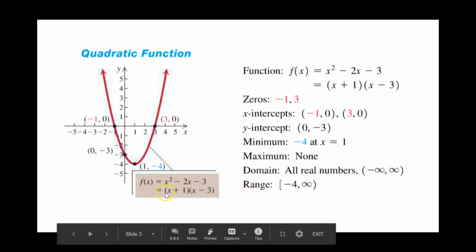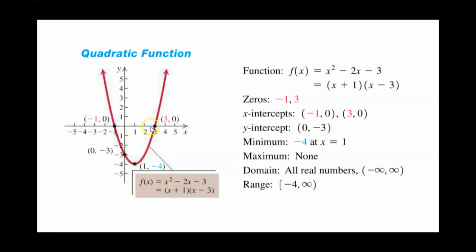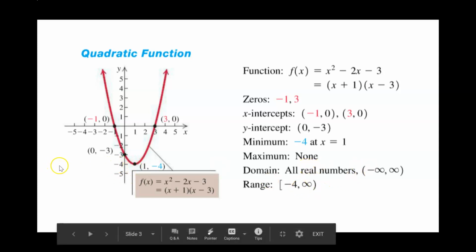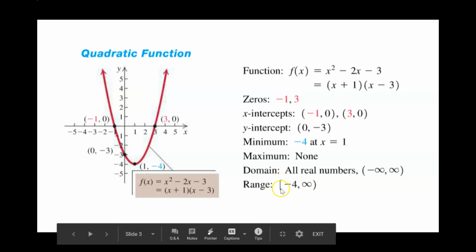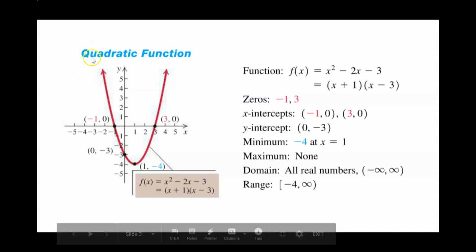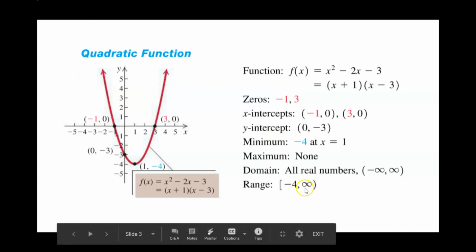The range is how far down does it go? Domain deals with the x, left and right. Range deals with the y, up and down. At negative 4 is how far down it actually goes or stops. So does it touch negative 4? Yes. If you draw an imaginary line going through negative 4, this dot right here will touch that imaginary line. So that's why we put a bracket. And then how far up does it go? It goes to positive infinity. It just continues on up, up, up.